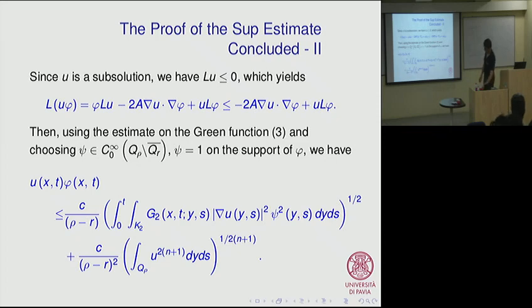I know it might look not so satisfactory, but I'm trying to highlight what the main points are without getting lost in too many technicalities, because otherwise we would run out of time and it would also not be too interesting. So anyway, as I said, the main point here is relying on the estimate of the green function.